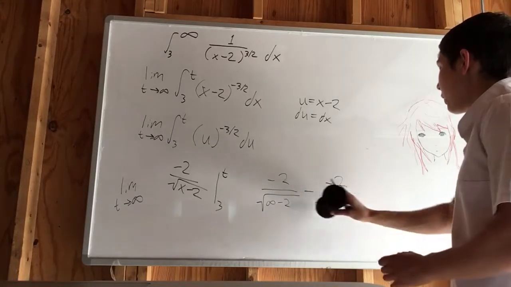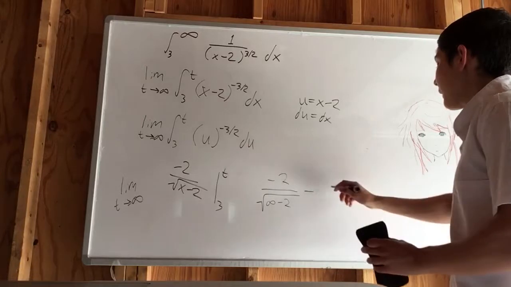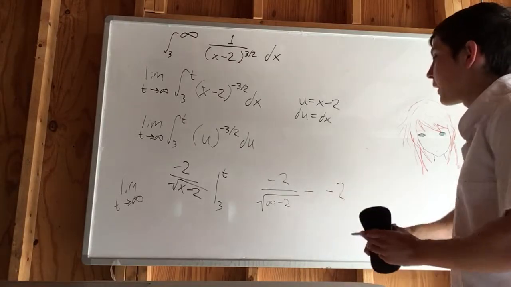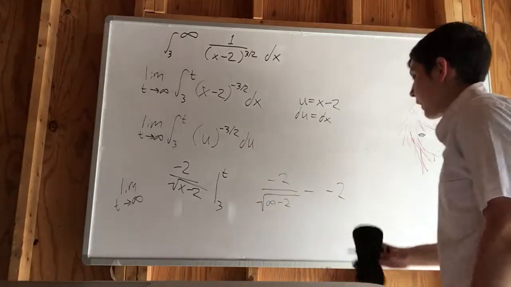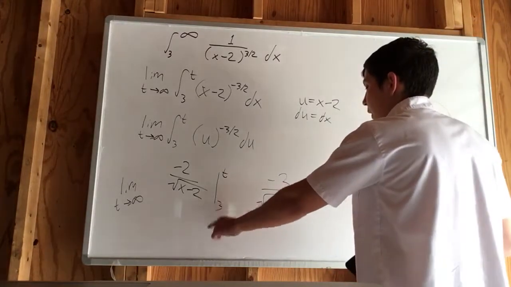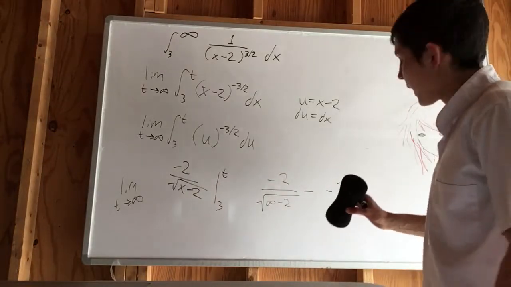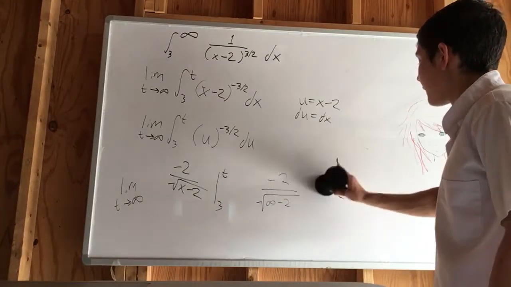Square root of 1 is just 1. So this is negative 2. We're subtracting because that's how you solve definite integrals. You subtract whatever you have at the bottom that you plugged in. So this is an addition of 2.